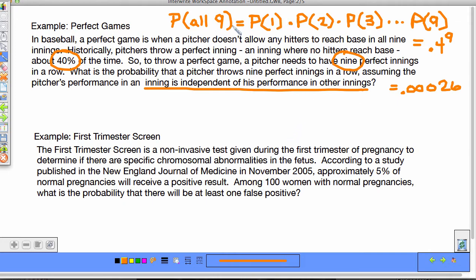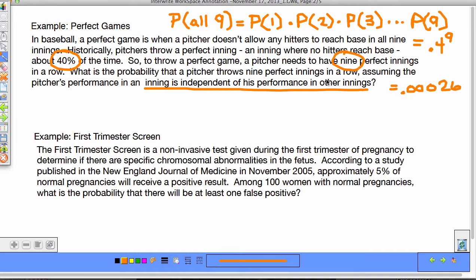Because these were independent, I can just multiply the probabilities. So if I look at this next one, let's look at the first trimester screen. The first trimester screen is a non-invasive test given during the first trimester of pregnancy to determine if there are specific chromosomal abnormalities in the fetus. According to the study published in the New England Journal of Medicine, approximately 5% of normal pregnancies will have a positive result. Among 100 women with normal pregnancies, what is the probability that there will be at least one false positive?